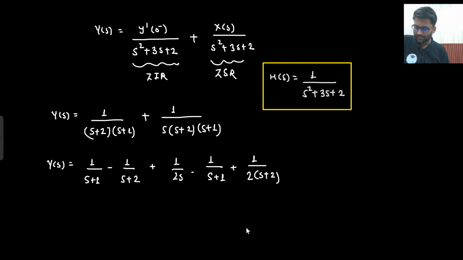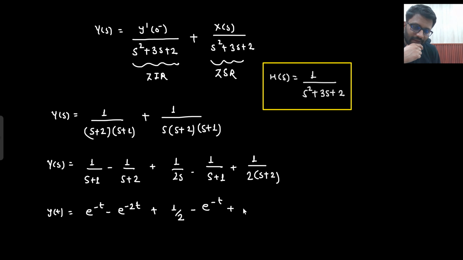Okay, fine. So this is the answer we are getting. Now what is our y of t? Y of t will be e to the power minus t minus e to the power minus 2t. Should I add ut here? Absolutely no, right? Plus 1 by 2 minus e to the power minus t plus 1 by 2 e to the power minus 2t. But for all of these I need to add ut. So this is your zero input response and this is your zero state response.